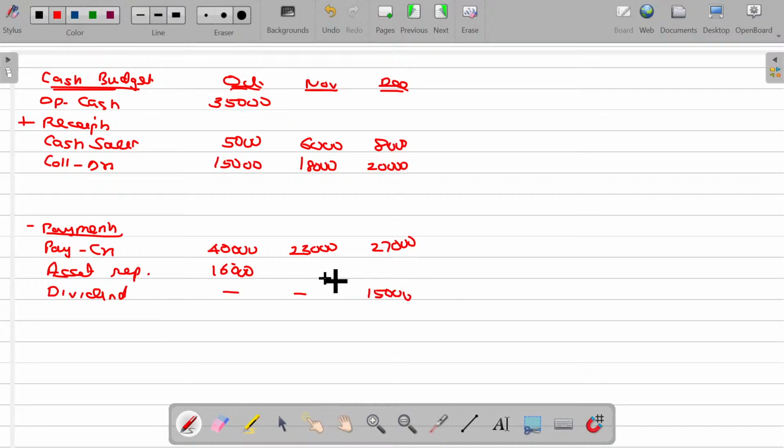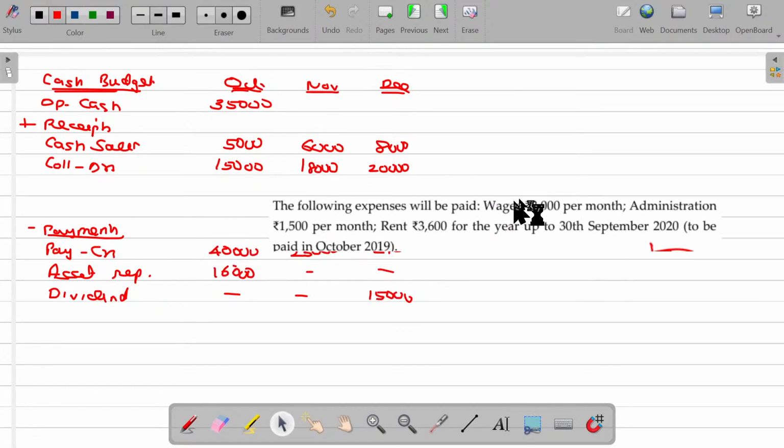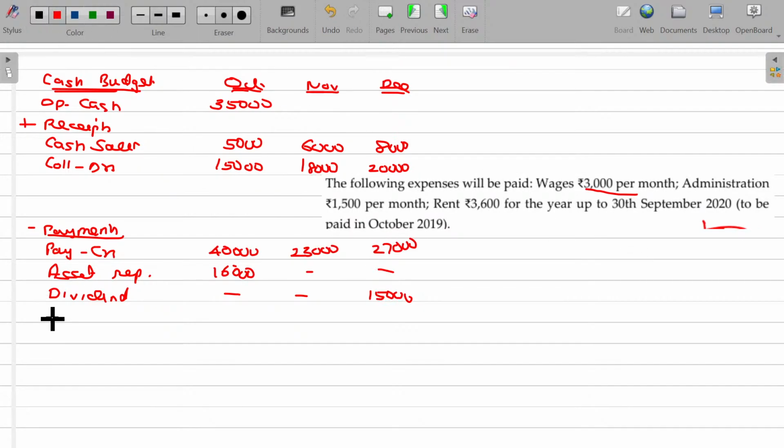Occasional payments. The following expenses will be paid. What are they? Wages 3,000 per month. Every month you are paying 3,000 rupees. These are the periodical payments. Every month this payment will be there. Administration also 1,500 per month. Payment for admin.